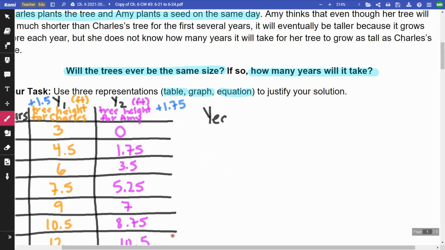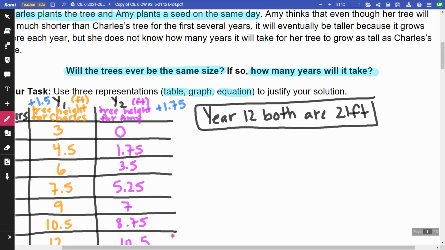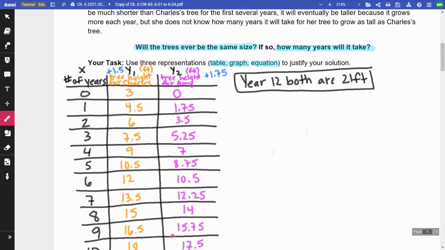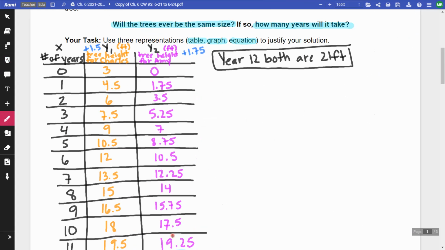So year 12, both are 21 feet. So I just found that using the table. Now, what they want us to do also is to do a graph.